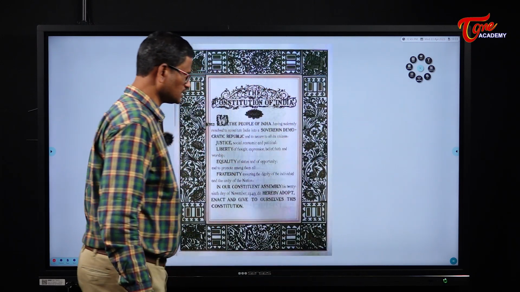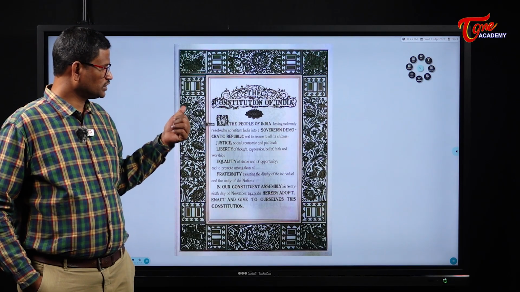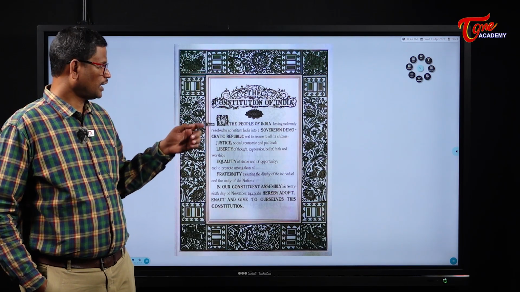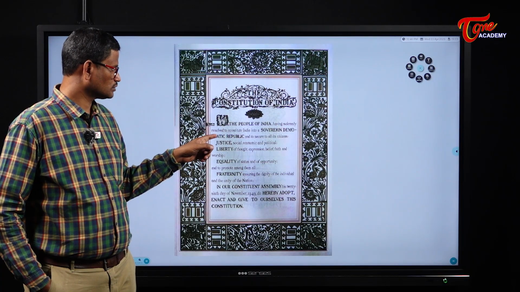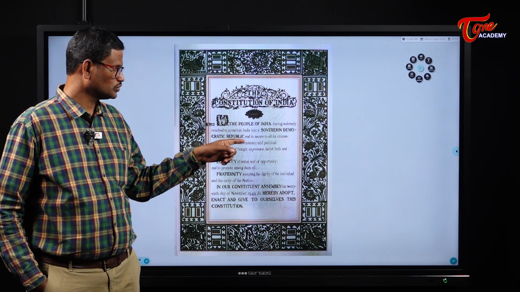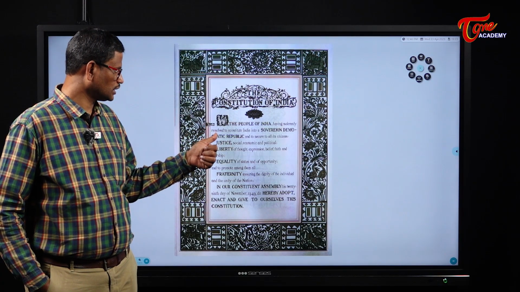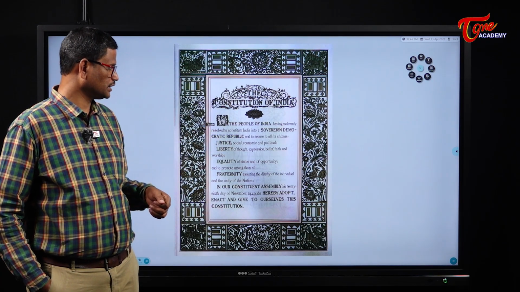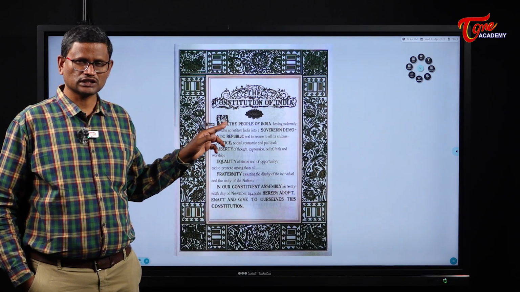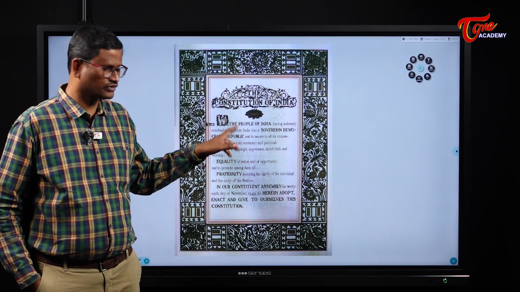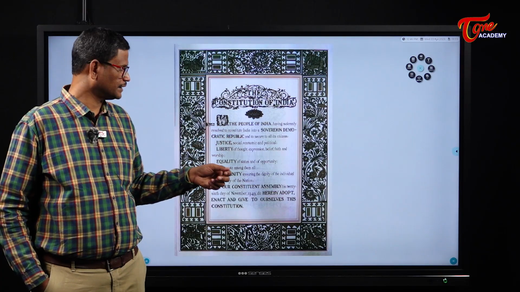See, the preamble reads as follows. We the people of India, having solemnly resolved to constitute India into a sovereign, socialist, secular, democratic republic. Sovereign, secular and socialist are missing from this text, but I am adding them.